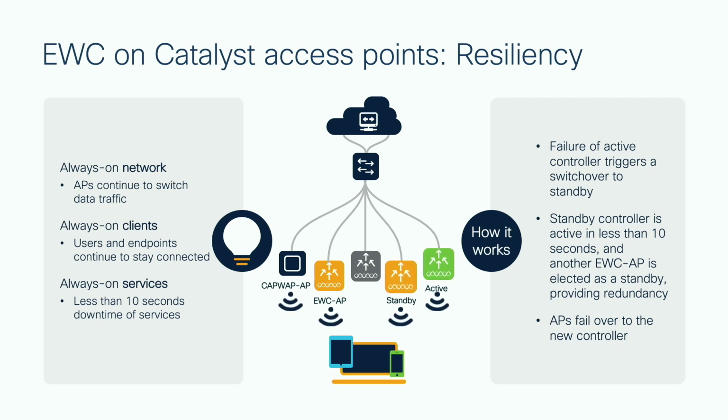And if you look at what happened, because active and standby are always present, you always have an always-on network, which means your AP will continue to work because there are always active and standby controllers. You will always have clients, which means your traffic will continue to pass because again you have two controllers all the time. And then you have always-on services, which means voice traffic or video traffic will continue to work if there is an active and standby switchover at any given point of time.